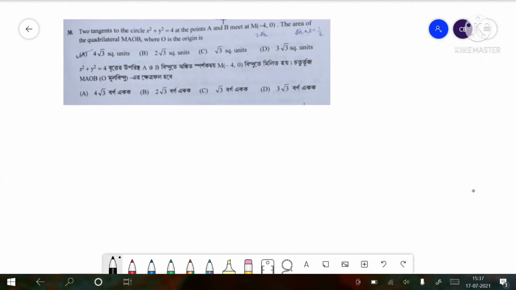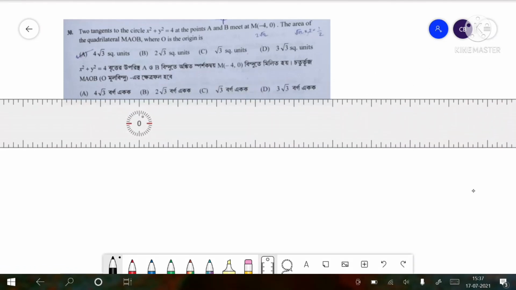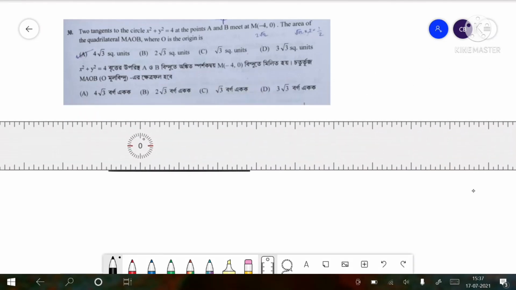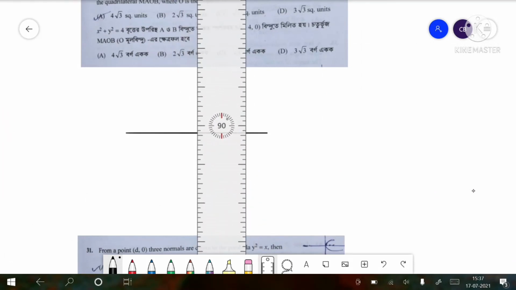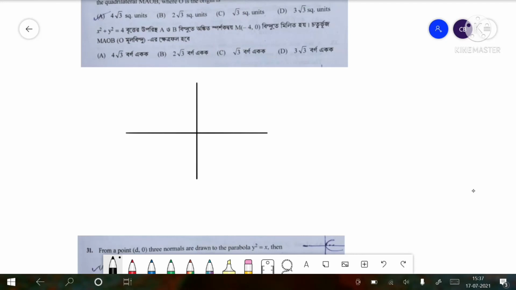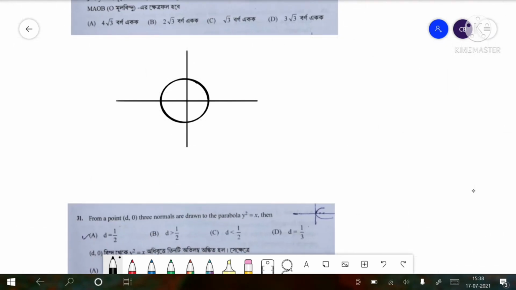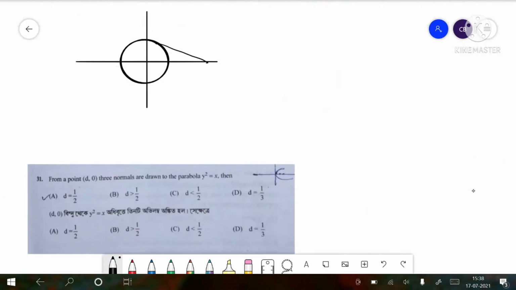Two tangents of circle x square plus y square plus 4. So let's draw the coordinate axis, because why not. Always draw these graphs in the exam hall, because they dramatically increase your chances of doing the problem correctly, and also dramatically increase the chance of mistakes if you draw them incorrectly. So always be careful about those.